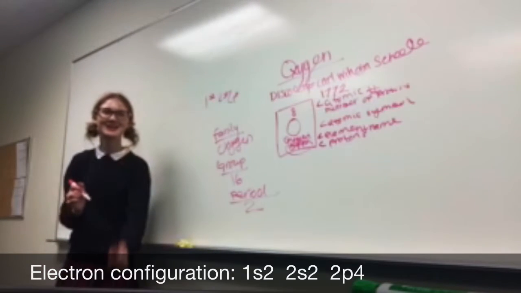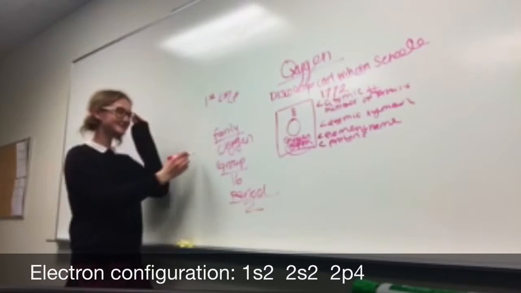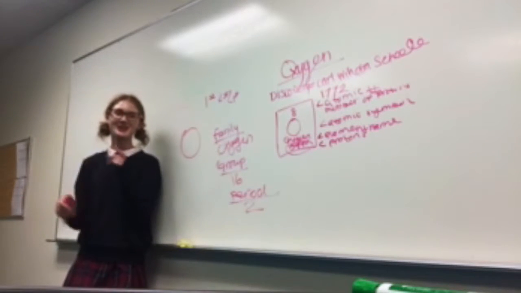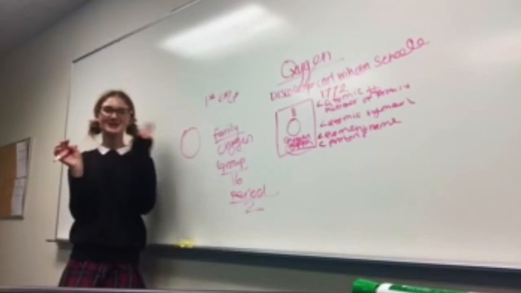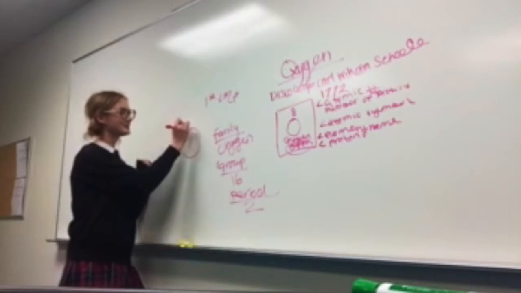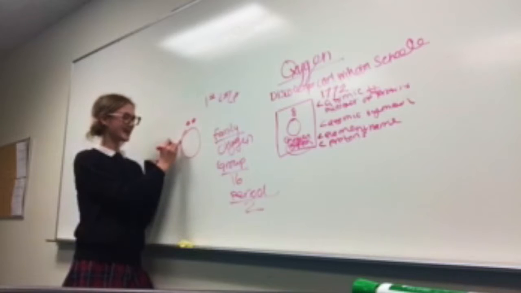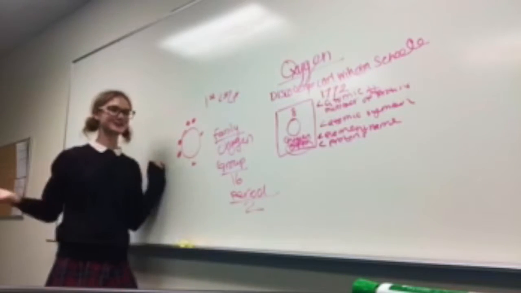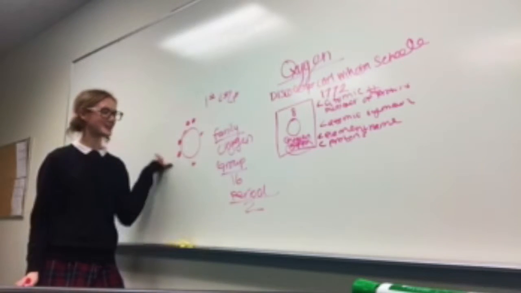Okay. The configuration is basically just the symbol with the amount of valence electrons around it. So it just looks like this. Easy to remember. Just make sure that you remember this.